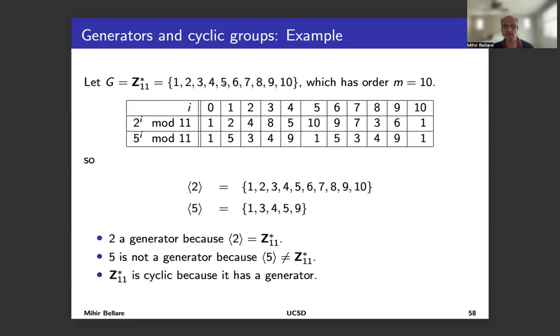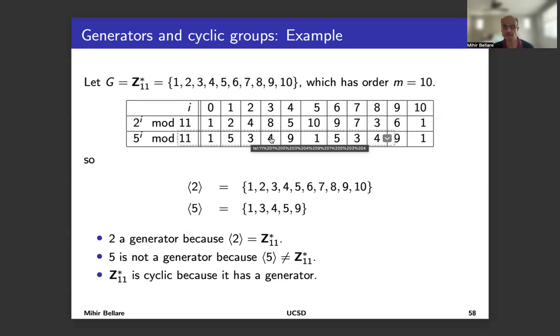Let's take 5. It's also over here and raise it to powers. 5 to the power 0 is 1. 5 to the power 1 is 5. 5 squared is 25. And 25 mod 11 is 3. What's the shortcut this time? Well, 5 to the i plus 1 is 5 times 5 to the i. So we would multiply this by 5 to get here. So 5 times 3 is 15. 15 mod 11 is 4.